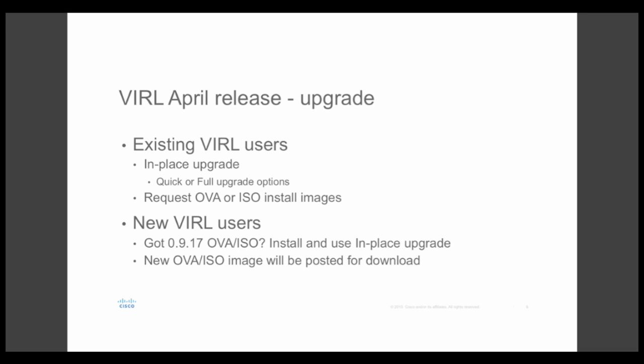Whereas the full upgrade is actually doing upgrade of not only the VIRL core code, Auto Netkit, etc., but it's also doing a full update of the operating system, so taking Ubuntu 14.4.1 and bringing it up to 14.4.2.